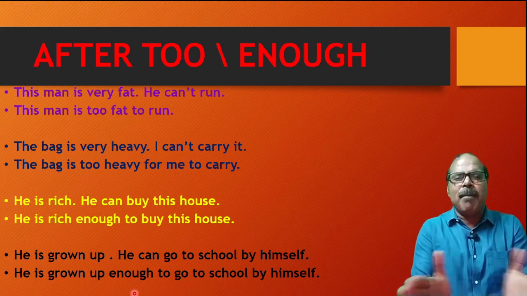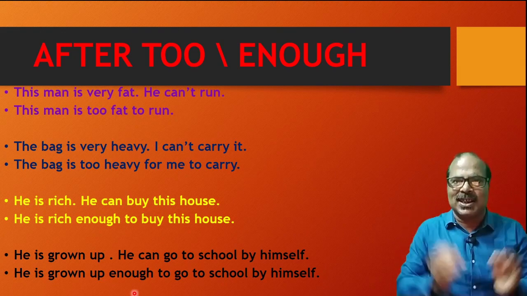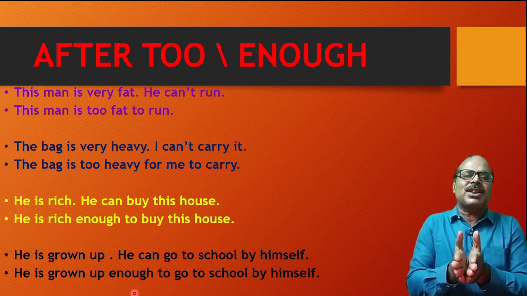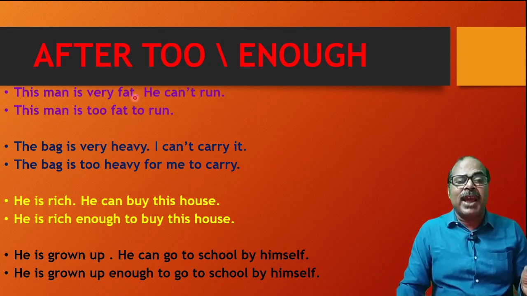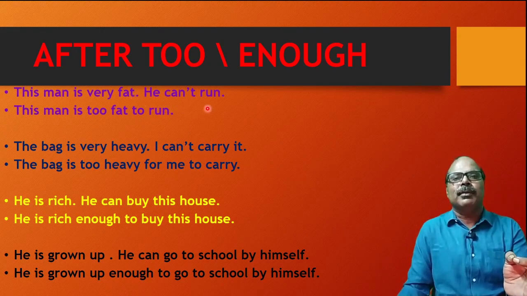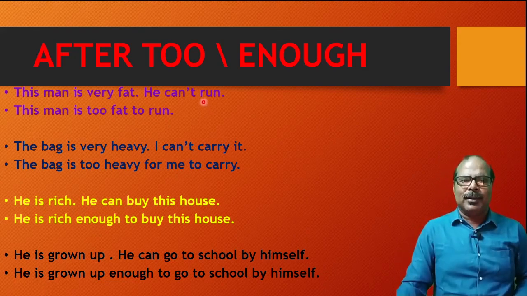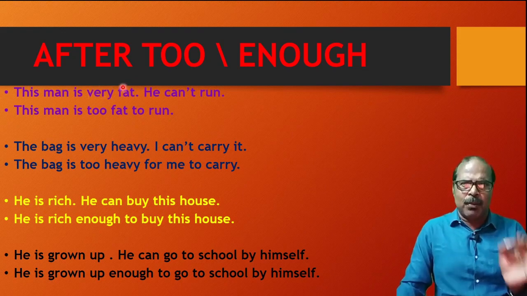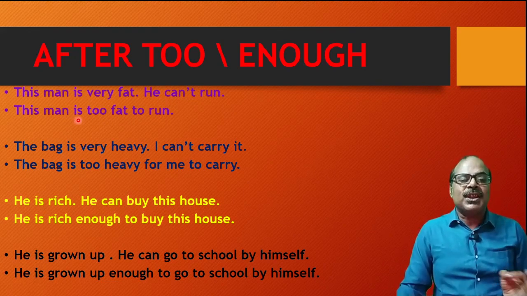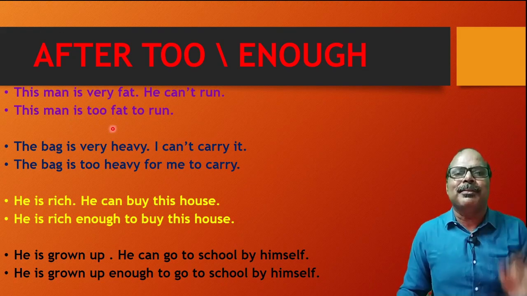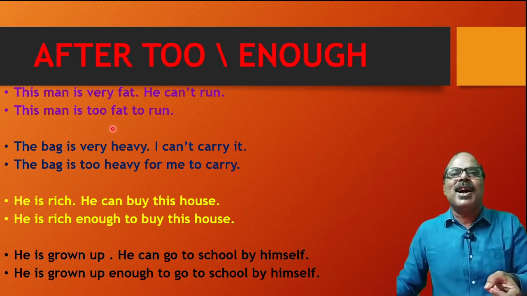Now it's a very important one. After 'too' or 'enough', keep in mind that 'too' carries a negative sense. Whenever it expresses a negative sense, we will use 'too'. For example, this man is very fat, he can't run. In complex, we can do it: this man is so fat that he cannot run. So 'very fat' carries a negative sense, can't run, and the result is negative. This man is too fat to run. He is so fat that he cannot run.